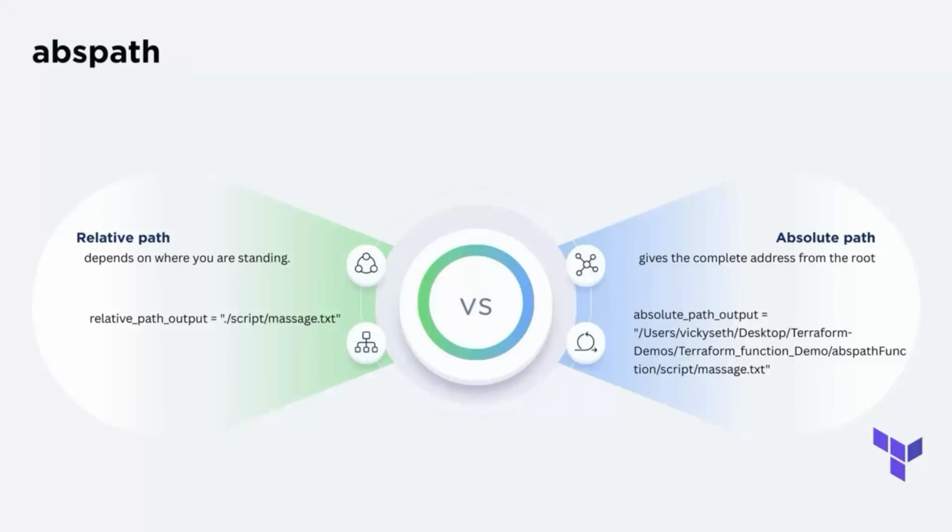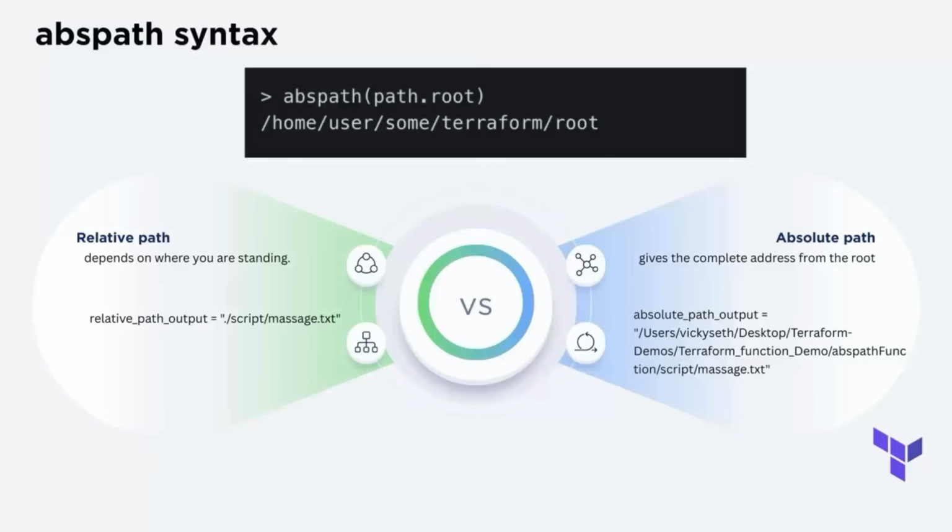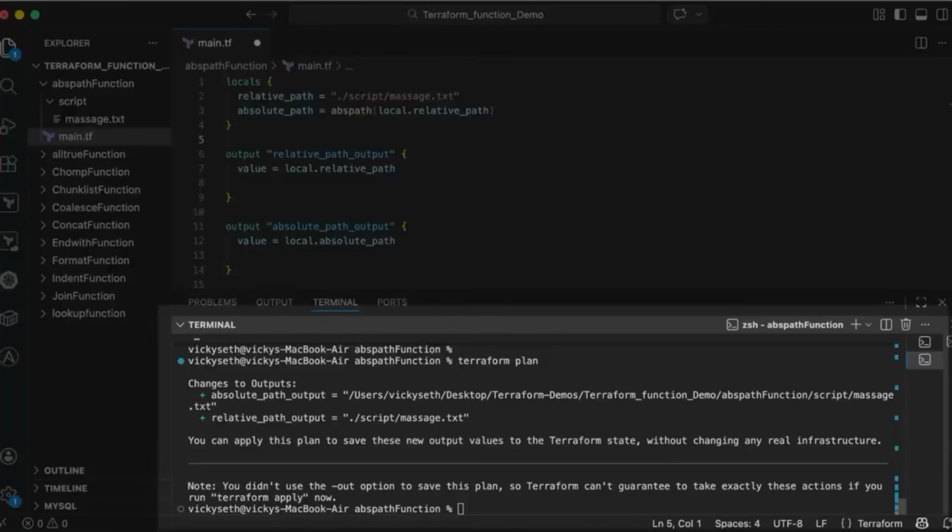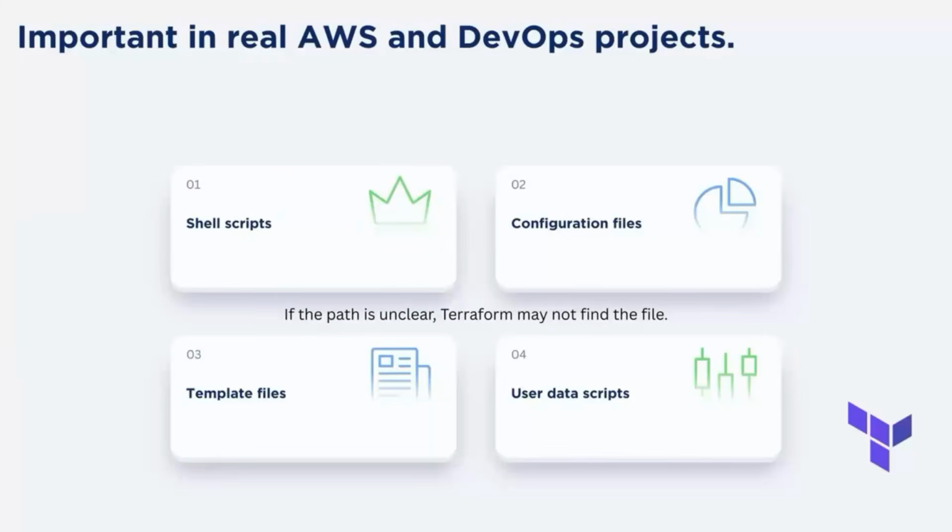The abspath function converts a relative path into a full absolute path. Here is the syntax, abspath, and then we need to provide the path. So in simple words, you give it a path and Terraform returns the full system path. For example, abspath of script/install.sh, Terraform will return something like /home/user/project/script/install.sh. Now with the absolute path, it becomes very clear where the file is located.